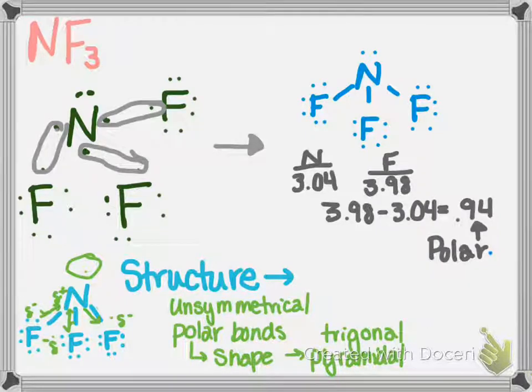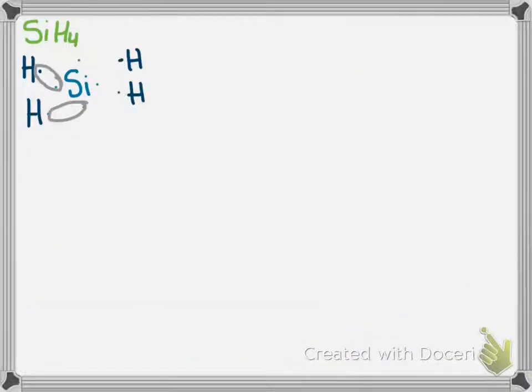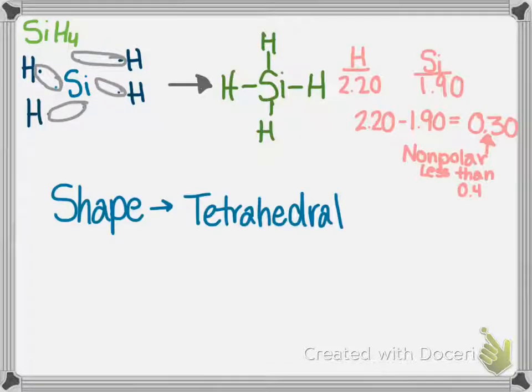Our last example that we're going to do is silicon and hydrogen. So again, I draw my valence electrons, Lewis dots. I pair up my unpaired, okay? So here, each hydrogen makes a single bond with it, all right? I go ahead and do my calculation. Hydrogen is 2.20, silicon is 1.90. My difference is 0.3. It's nonpolar, so it's less than 0.4. Symmetry, okay? I have 4 elements bonding with 1. It's always going to be tetrahedral.